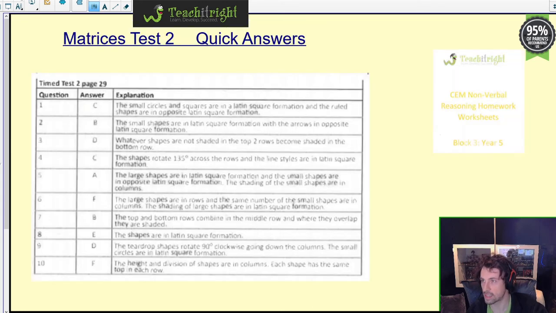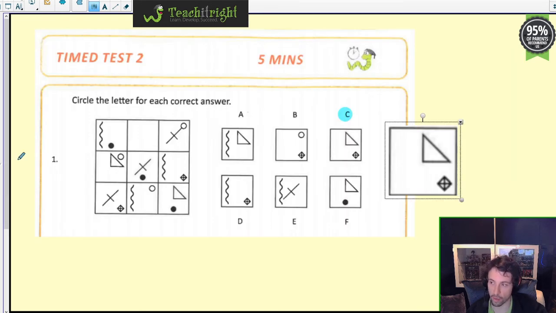Right, everyone, this is the last section. So this is matrices test number 2. And again, here are the quick answers. So by all means, pause it here. Otherwise, I'll go through them. And let's just go through and explain, if we can, the whys and wherefores.